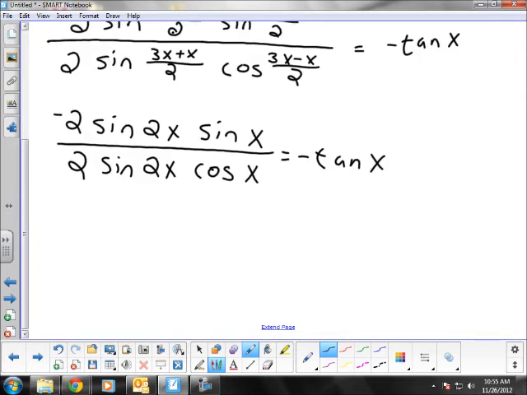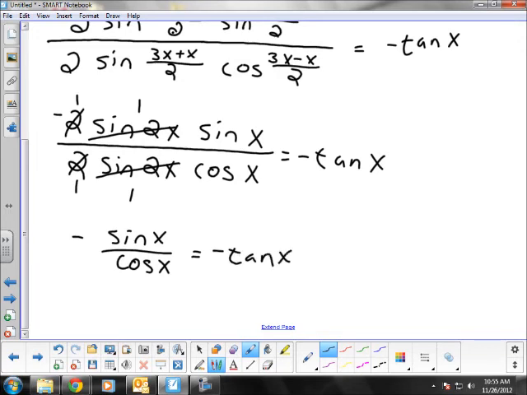You see where this is going? Okay? Because this 2 and this 2 divide out to 1, right? And the sine of 2x and the sine of 2x divide out to 1. And so I'm left with a negative sine of x over the cosine of x. And what is the sine of x divided by the cosine of x? The tangent of x. And we are done with that verification.